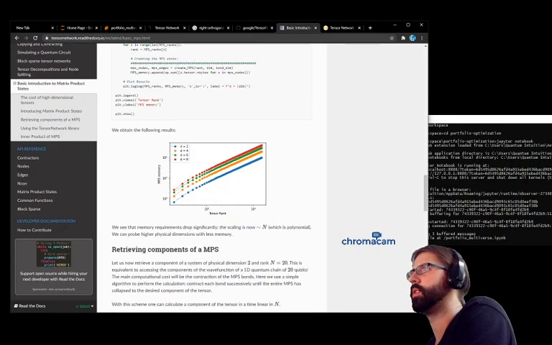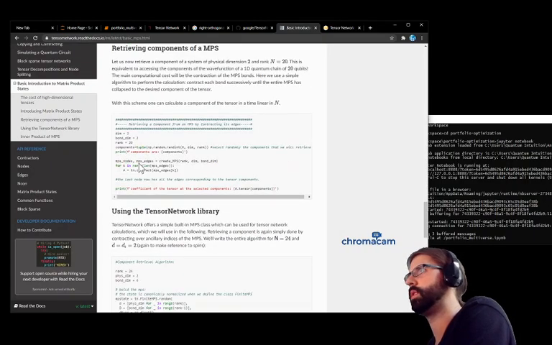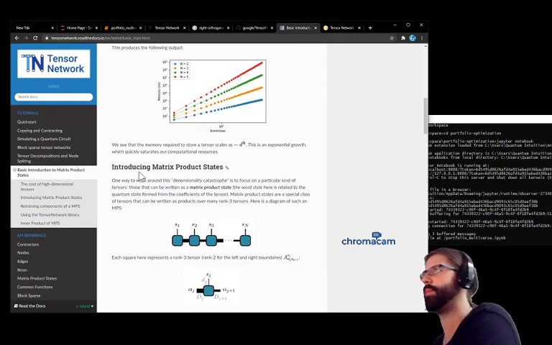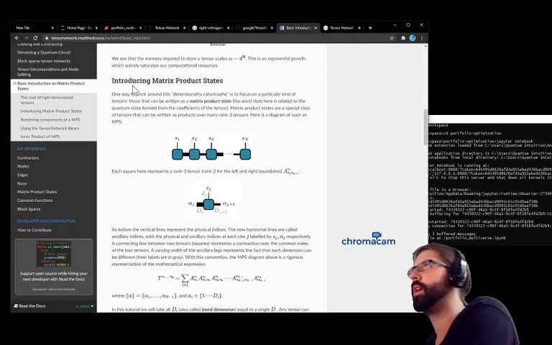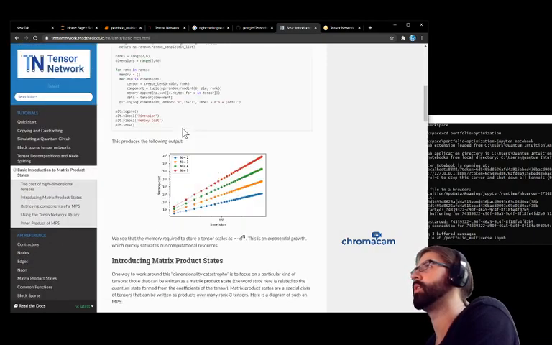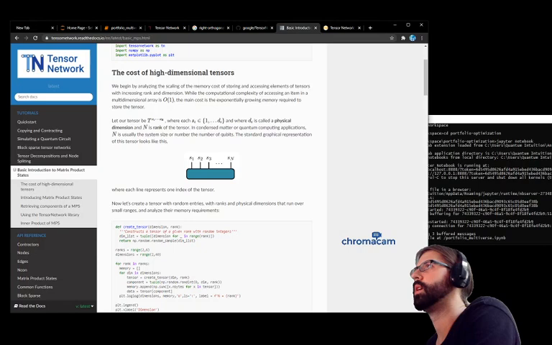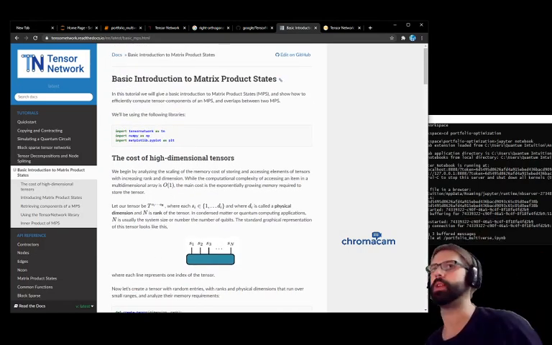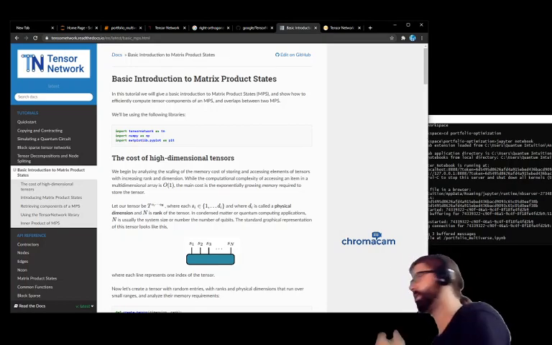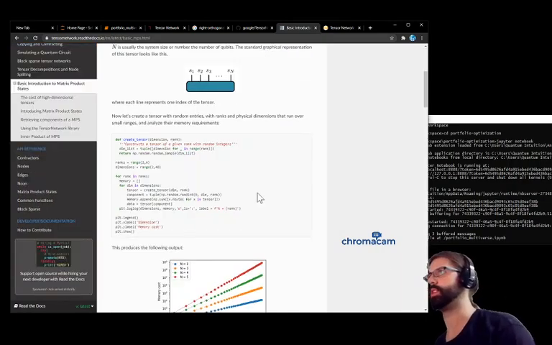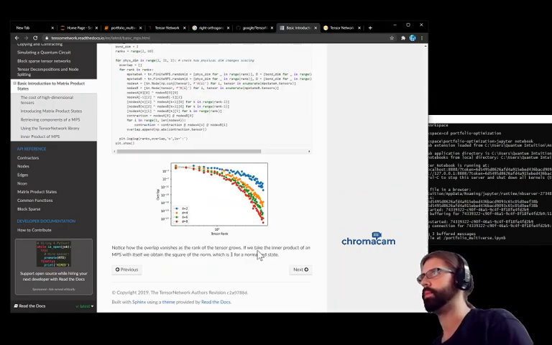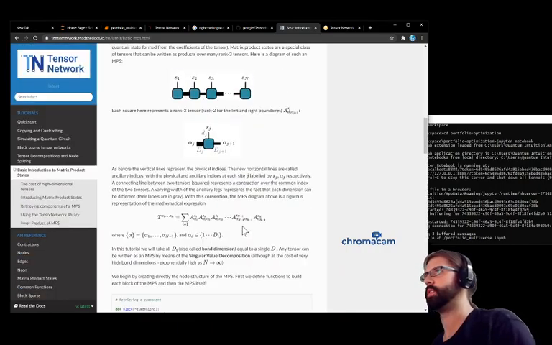I didn't realize there's, interesting, okay. Maybe let's start one step backwards. So, introducing matrix product states. One way to work around this dimensional, okay, so it seems like the cost of high-dimensional tensors. Oh, so that's the beginning. Sorry, that's the beginning. Let's do this. Okay, so one step backwards. Let's really try to understand why this is even something that is nice or that makes sense at all.